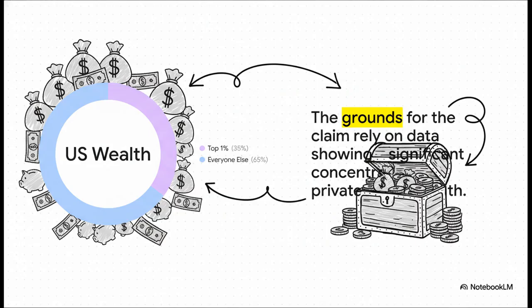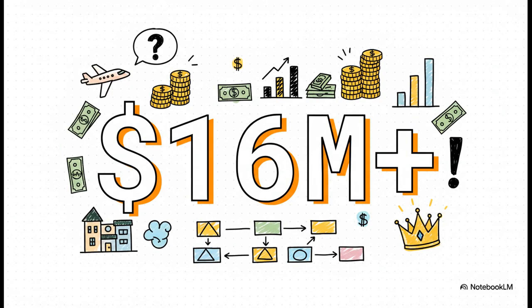The top 1% of Americans now control more than a third of the entire country's privately held wealth. I mean, that is a staggering concentration of money, and it serves as a key piece of evidence for the claim. And here's another piece of the puzzle for the grounds. The average net worth for just one household in that top 1% is over $16 million. This kind of data provides the factual bedrock for the cartoon's really dramatic statement.